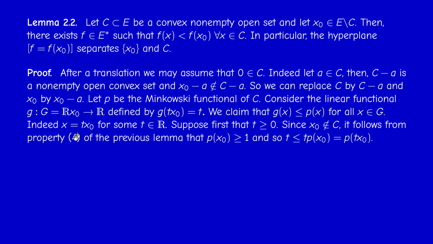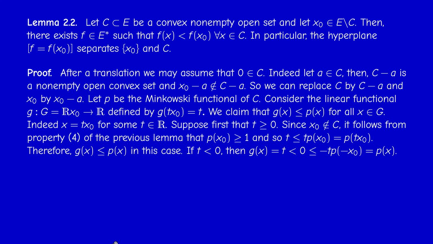Since x0 is not in C, by property 4 of the previous lemma, p of x0 is bigger or equal than 1. Because otherwise, if p of x0 was less than 1, then x0 would be in C. This is the contraposition. Therefore, if I multiply both sides by t, I get t p of x0 is bigger or equal than t. Or t is less or equal than t p of x0, but by positive homogeneity, I can put the t inside. Even if t equals 0, this is trivial, because p of 0 is 0. At any rate, we know that p is bigger or equal than 0, so this extreme case is not really important. And therefore, since t is g of x, we get g of x less than or equal to p of x.